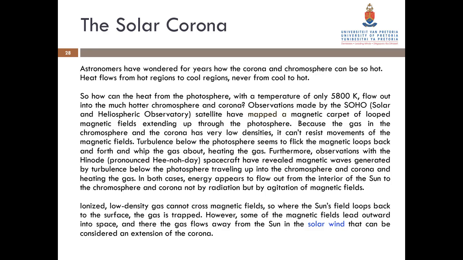Ionized low-density gas cannot cross magnetic fields, so where the Sun's field loops back to the surface, the gas is trapped. However, some of the magnetic fields lead outward in space, and there the gas flows away from the Sun in the solar wind, which can be considered an extension of the corona.